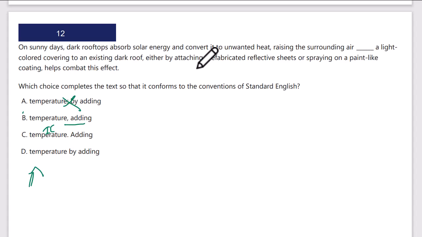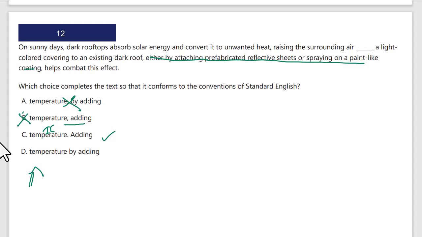Helps combat this. This could be, actually. C could be correct here. Let's read it again. Wouldn't be, we know, semicolon by adding, no. Could this be a parenthetical surrounding air, adding light color covering to an existing dark roof, either by attaching prefabricated reflective sheets or spray paint coating? Helps combat this effect. Let's get rid of this. This is parenthetical, we know for sure. So I want to read it without that. A light color covering to an existing dark roof helps combat this effect. No, I don't think it'll be the comma, actually. It's not going to be a parenthetical participle phrase in between with another one there.